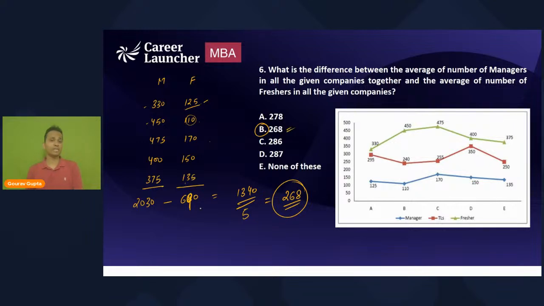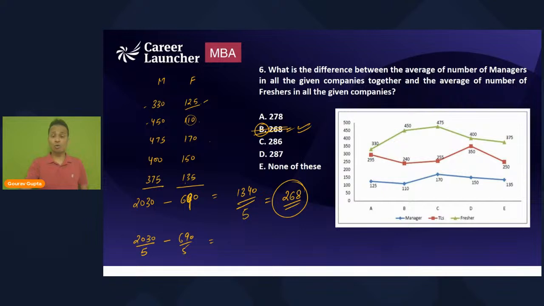Now, the first way that I explained was to calculate the averages separately: 2030 divided by 5 minus 690 divided by 5. So you can separately calculate the averages and then take the difference, or you take the difference and then divide it by 5. In both cases, definitely you will get the same answer. So the correct answer for this question should be option B, that is 268. Now, who all have given the correct answer? Sandeep, Meghaduri, Kasak, Shreyansh, all of you have given the correct answer. Perfect.